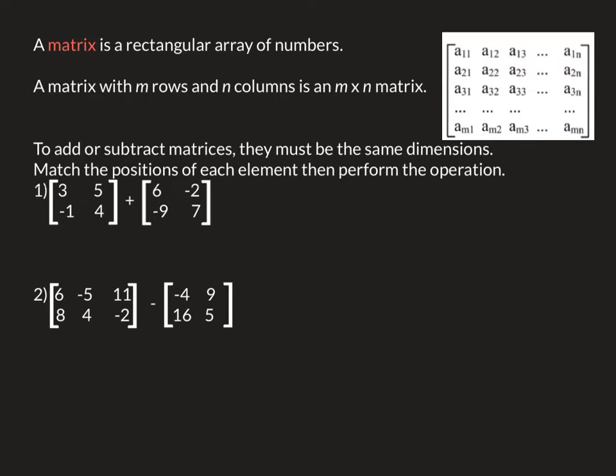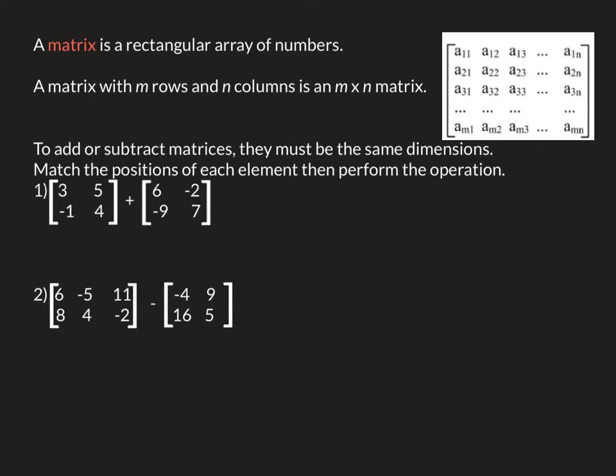Now I have an example over here to the right. You can see that all these elements are A with a certain number of subscript, and they're written in their positions, like A sub 1 1 is in first row, first column. A sub 1 2 is in first row, second column, and so on.